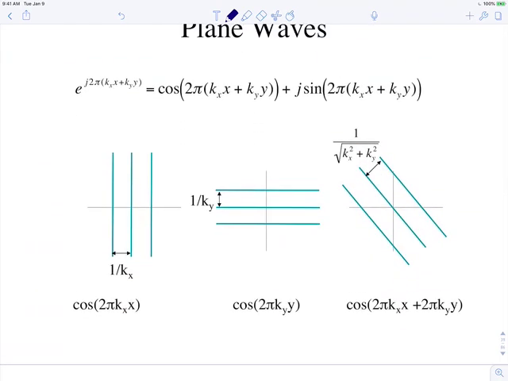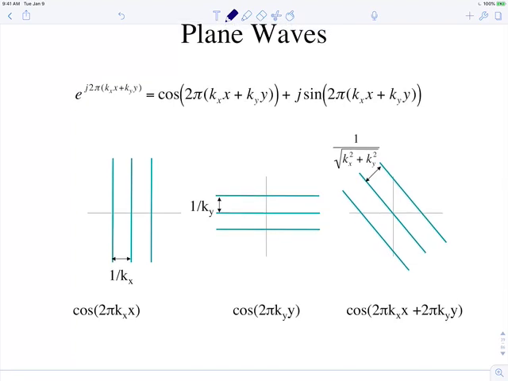The interpretation here gets a little more complicated though, because now we've got e to the j 2 pi (kx x plus ky y), and so that's going to be a cosine of 2 pi (kx x plus ky y) plus a j sine of 2 pi (kx x plus ky y). Okay? So let's look at what these things look like.